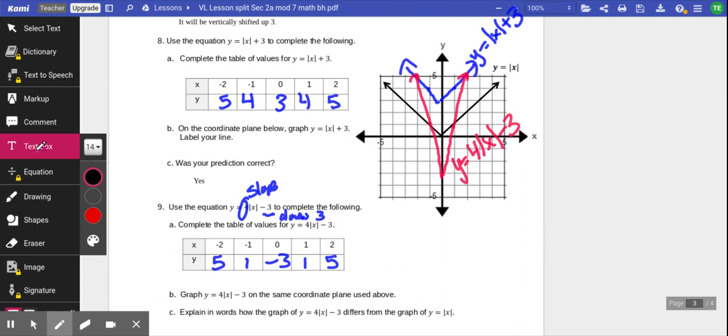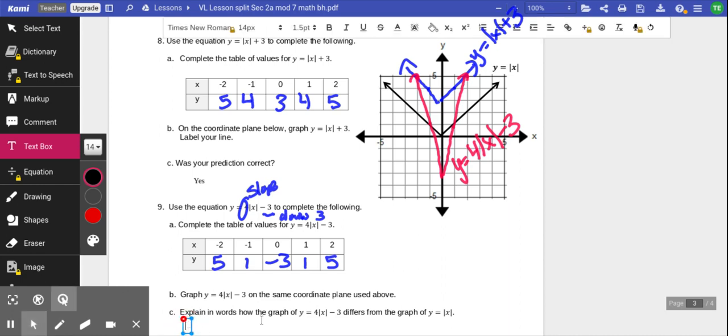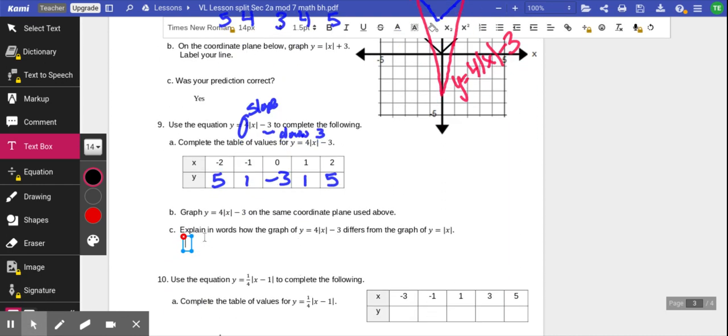Okay, now we have to explain it. Explain in words how the graph differs from the graph. So the 4 created a steeper slope. And the -3 on the outside, I should say, vertically shifted the graph down 3.